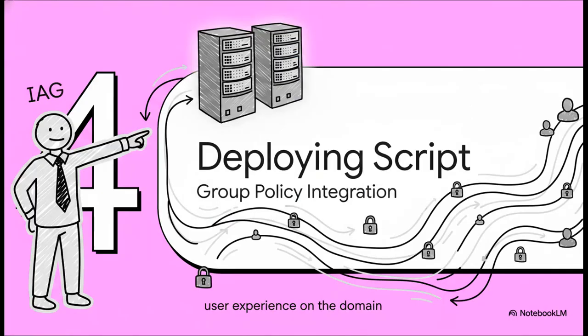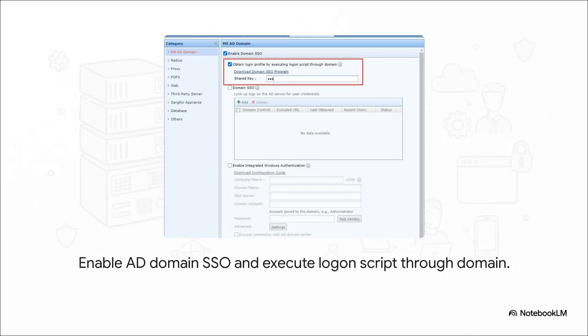Which brings us to our final phase, Section 4, Deploying the Logon Script. Okay, so the IAG is listening, it's pointing at the right server. Now we bridge the gap. Over in the single sign-on settings under Web Authentication, find the MS AD domain category. Here is the absolute most crucial part. You have to check the specific box that says Obtain Login Profile by executing logon script through domain. Don't forget to define a shared key here too. That simple little checkbox is exactly what tells the Sangfor device, hey, expect a script to be running.